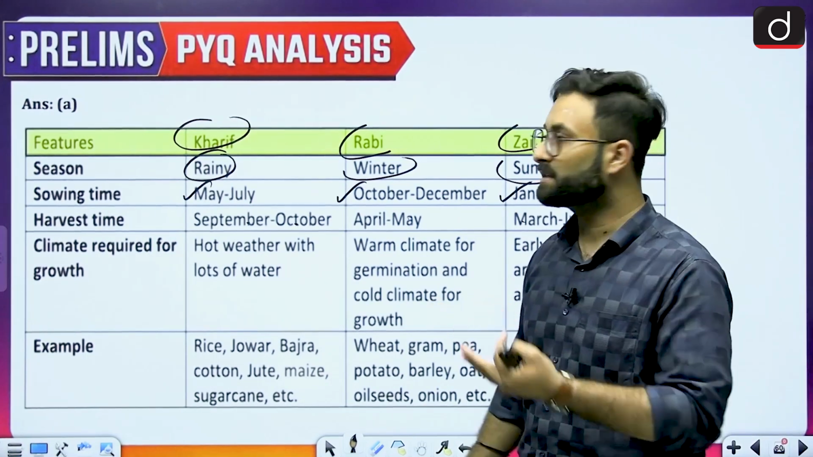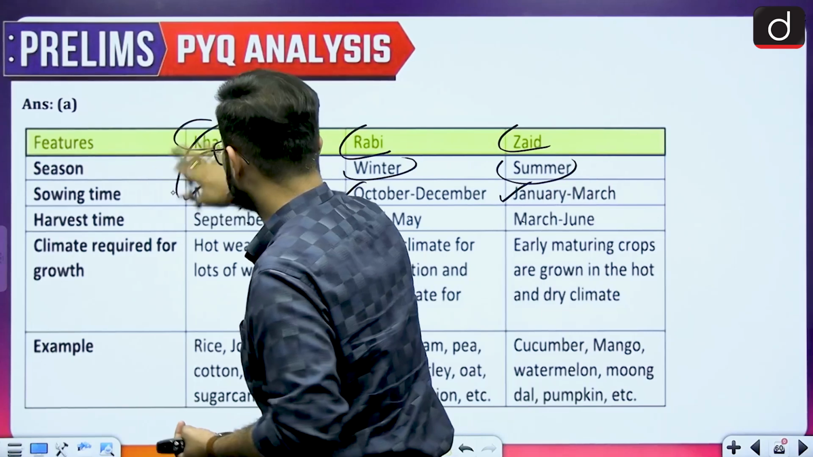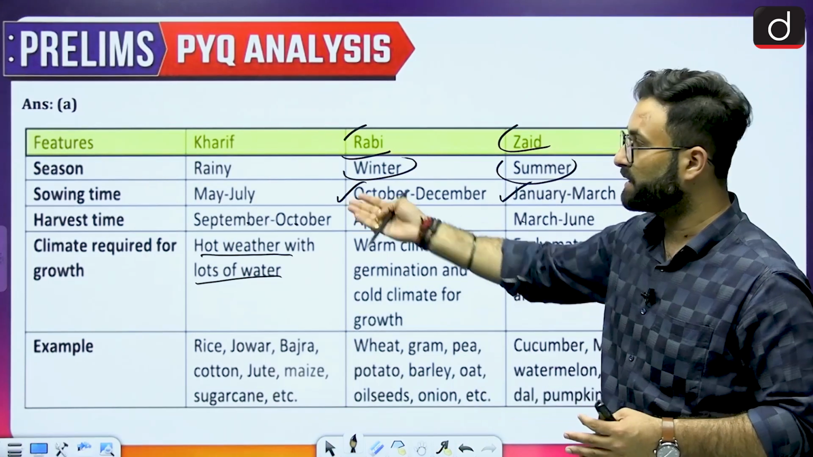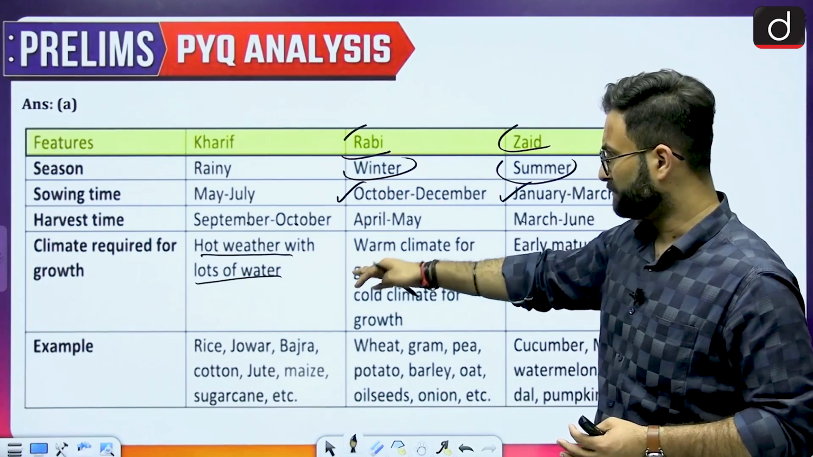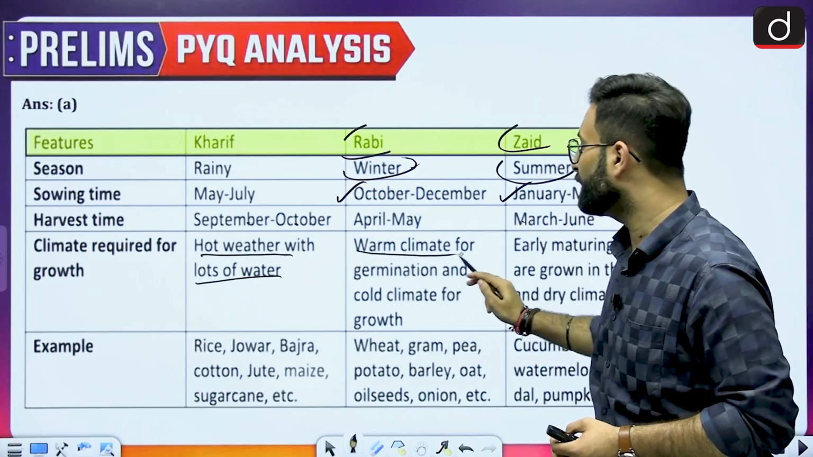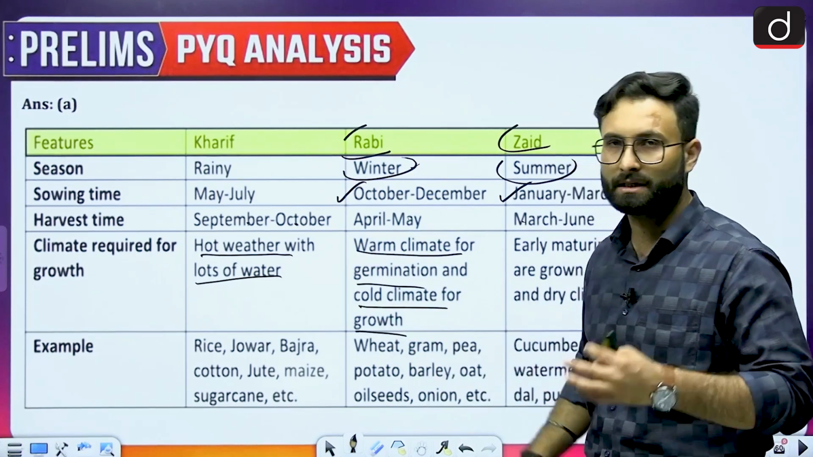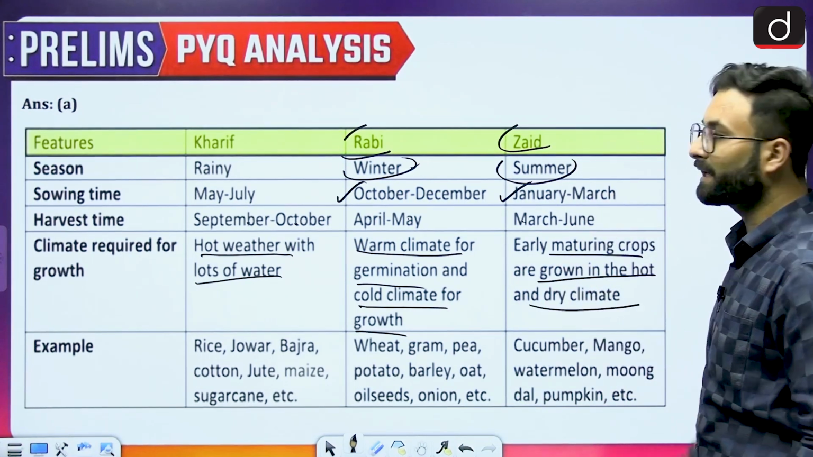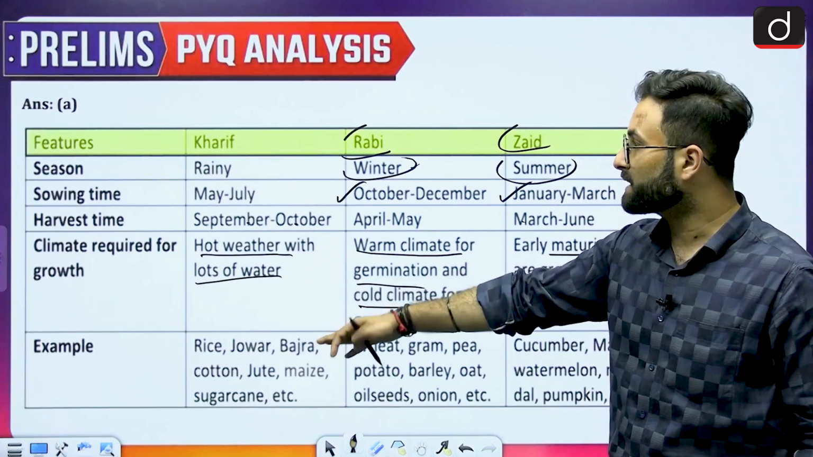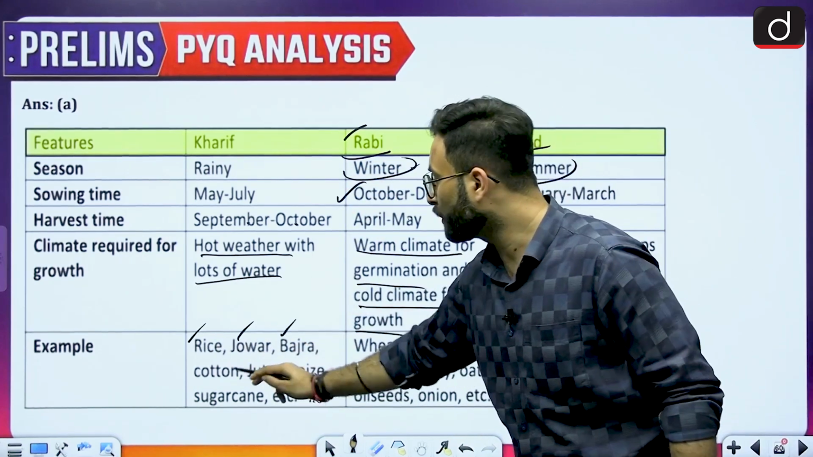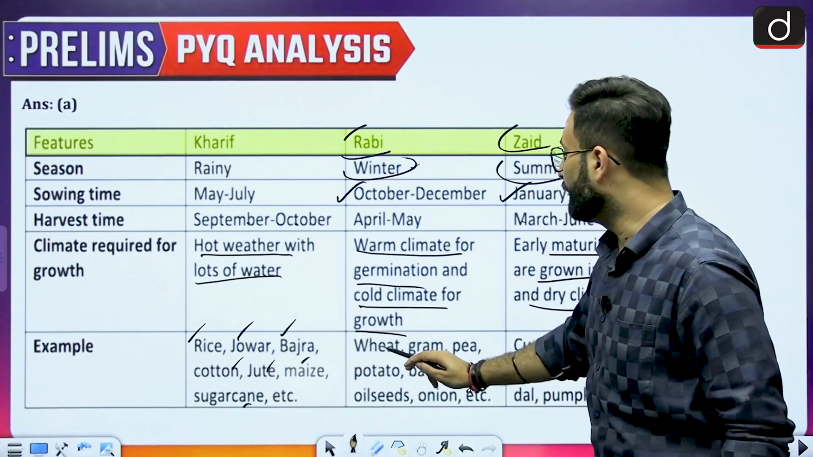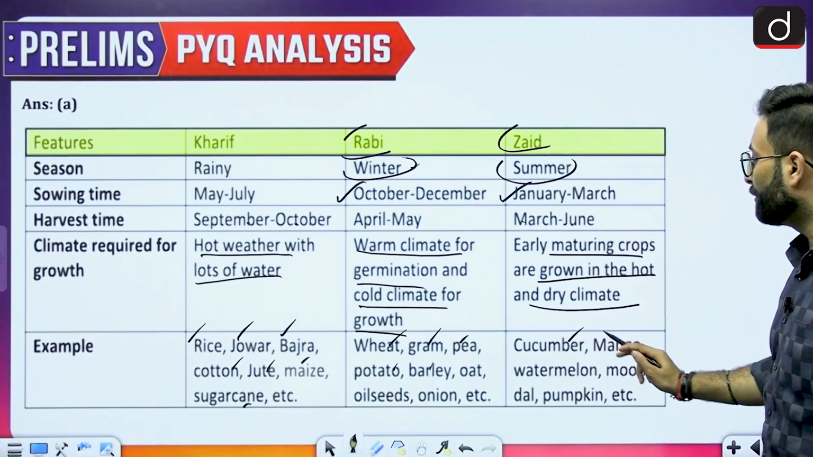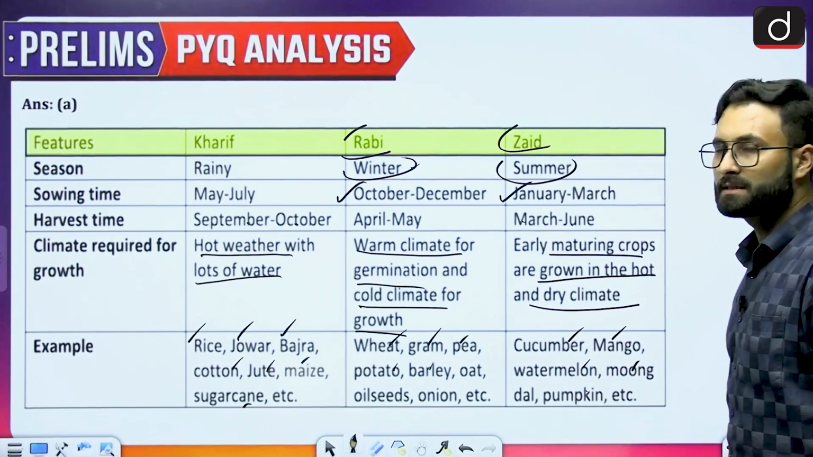If we talk about the climatic conditions, for the Kharif crops, since they are in the rainy season, hot weather with a lot of water is required, which is why they are grown in the rainy season. Coming to the Rabi crops, these are the winter crops, so a warm climate for germination and a cold climate for growth is required. Coming to Zaid, early maturing crops are grown in hot and dry climatic times. Now examples are given: Kharif, rice, jowar, bajra, cotton, jute, maize, sugarcane. For Rabi, wheat, gram, pea, potato, barley, oats, oil seeds, onions, etc. And for Zaid, cucumber, mango, watermelon, moong dal, pumpkins are grown.